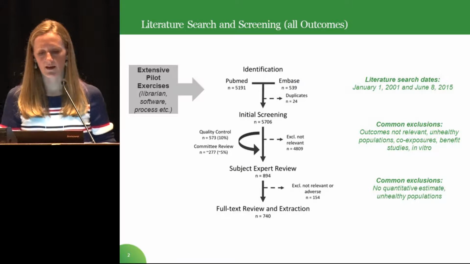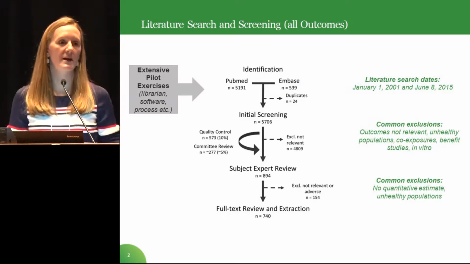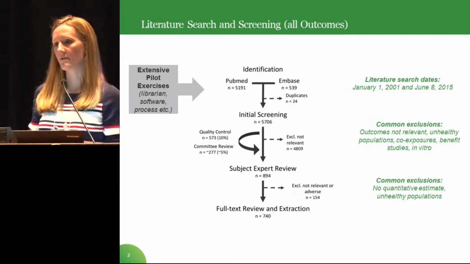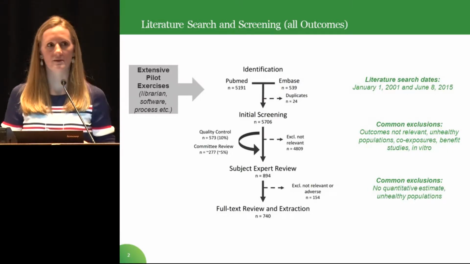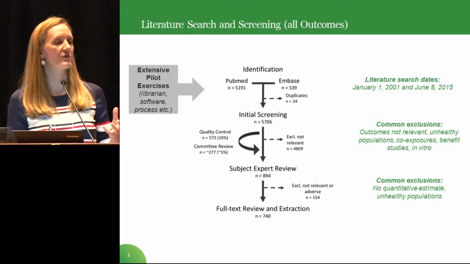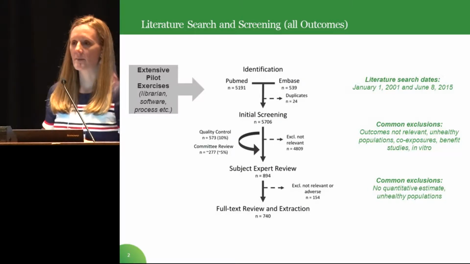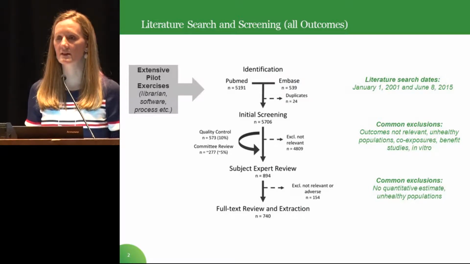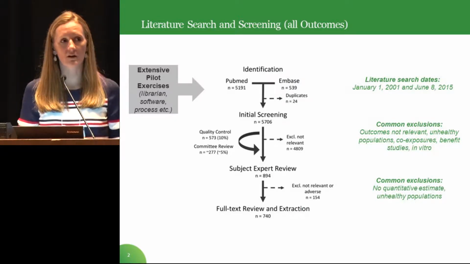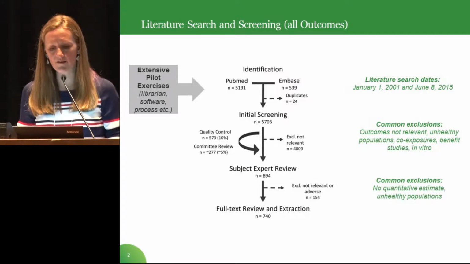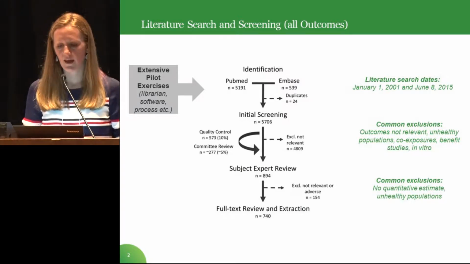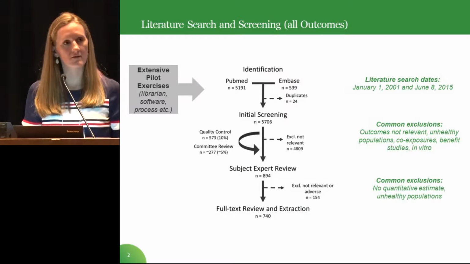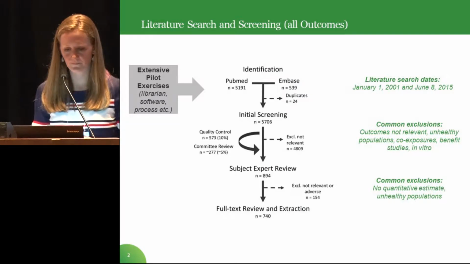Typically, these were excluded because outcomes were not relevant. So maybe, for example, an abstract said something about cardiovascular disease, but it never actually looked at that. It was some sort of a contextual introduction or something of that nature. Unhealthy populations and co-exposures were a large source, so, again, exposure to other drugs or alcohol. Benefit studies that were clear benefit studies, and even though we had filters on in these databases, we still had some in vitro studies that made their way in.